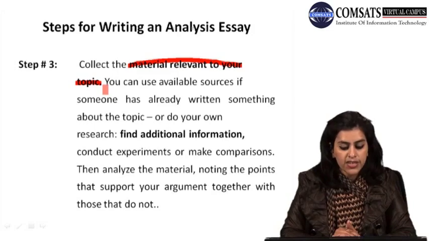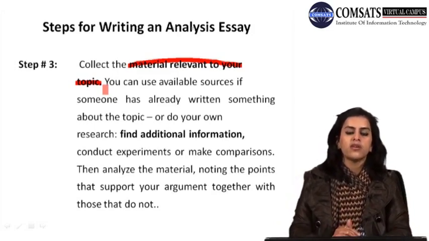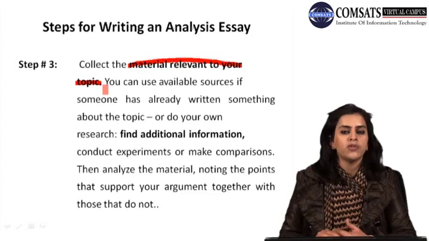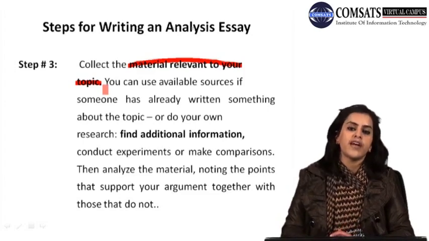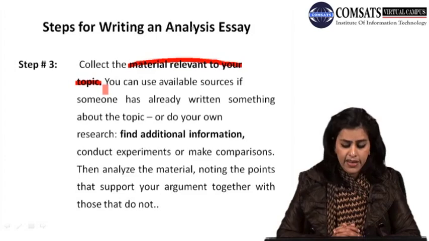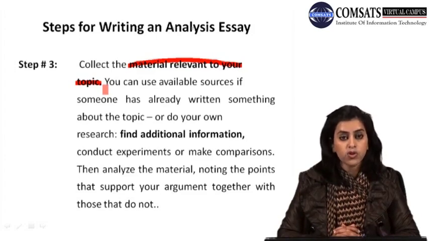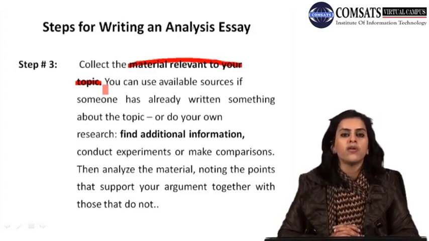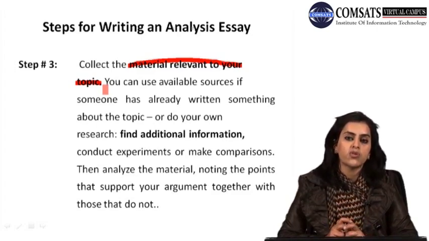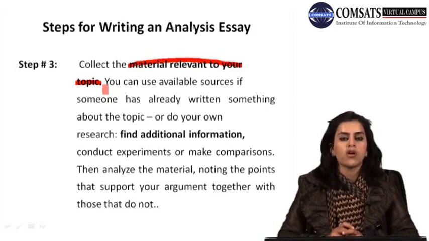Now find additional information, conduct experiments or make comparisons. So this technique of experimental survey, or let's say this quantitative survey, will help you find out the exact information that you want between the different subcategories of your major topic. Then analyze the material, noting the points that support your argument together with those that do not. Once you have drafted the questions in your statistical data, you would see which questions agree with your point of view and which do not, and you are going to draw your argument together with those that do and those that do not.